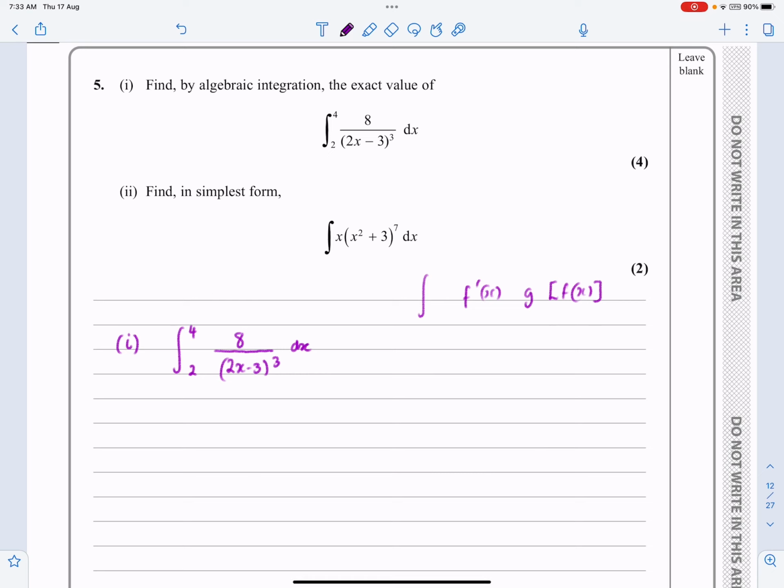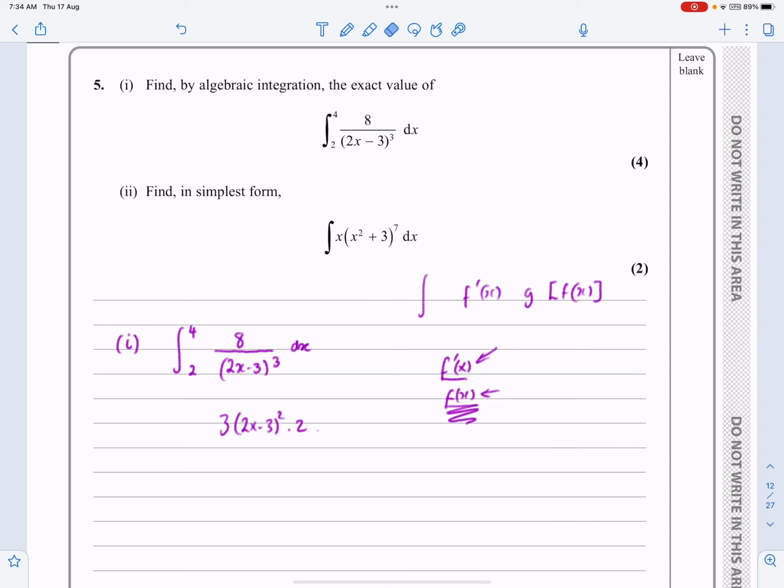And the first thing to notice is this is not f'(x) over f(x). If it was f'(x) over f(x), the differential of this thing would be in the numerator. Well, because of that cubed, the differential of (2x minus 3) all cubed is complicated. It's 3 lots of (2x minus 3) squared times 2 there. That's certainly not what we've got in the top one.